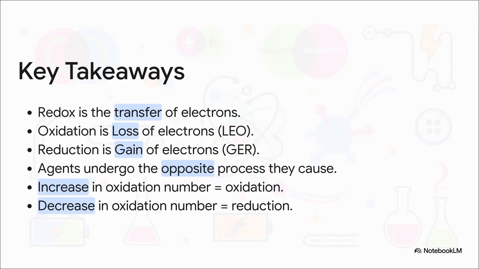All right, let's do a super quick recap of the whole electron dance. Redox, it's all about transferring electrons. Remember, Leo the lion says ger. Loss is oxidation, gain is reduction. The agents, they always undergo the opposite of what their name says they cause. And oxidation numbers, that's just the scorecard you use to follow all the action.